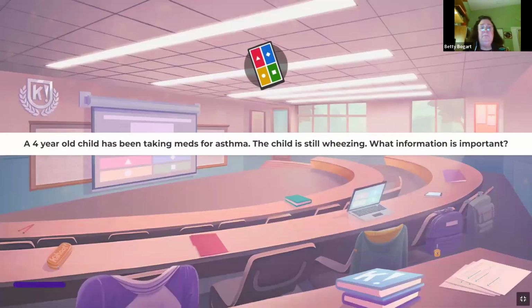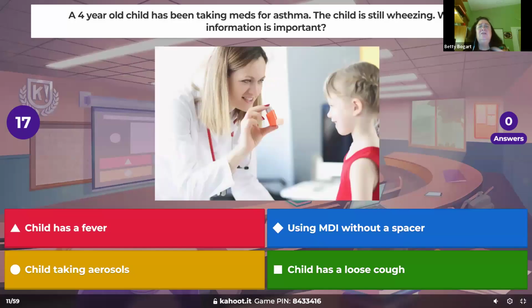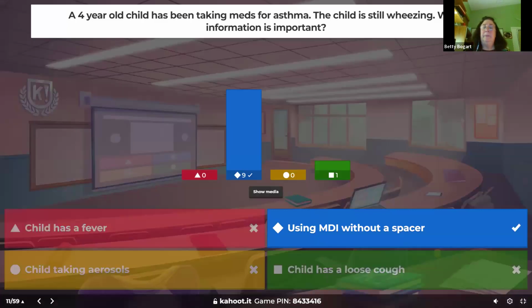A 4-year-old child's been taking meds for asthma, but they're still wheezing. What information is important to ask? They're taking their meds. Why are they still wheezing? Sometimes they don't know that there's the spacer. Not all physicians give it to these children. I don't know why, but it happens. So I ask them, are you using a spacer? Because you put it on, squirt the 2 doses, they breathe in and out 4 or 5 times, and they get the medicine. And if they're crying, they're taking it in deeper. So it's okay.